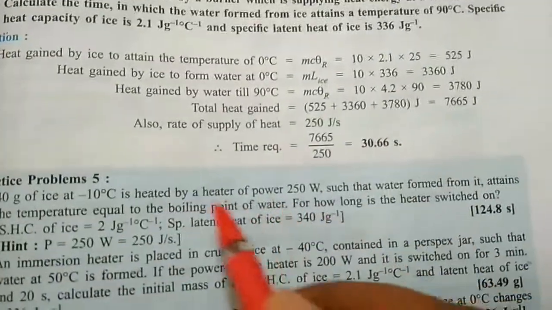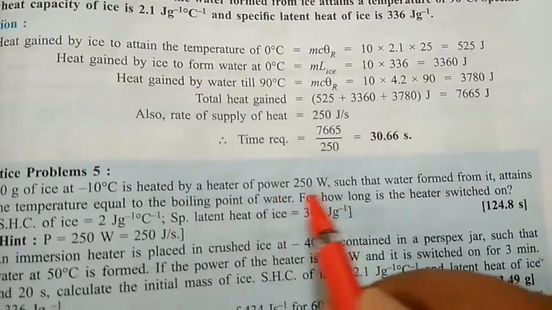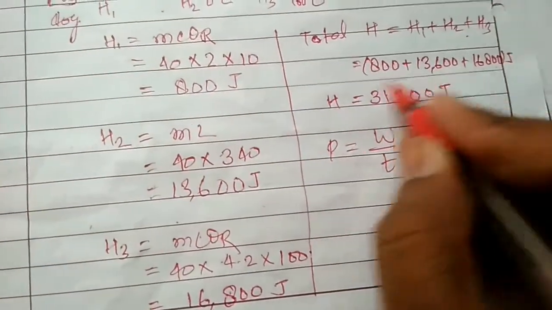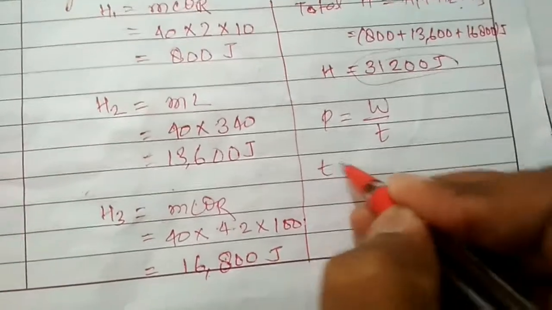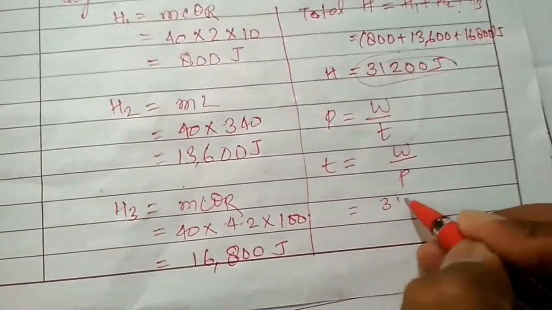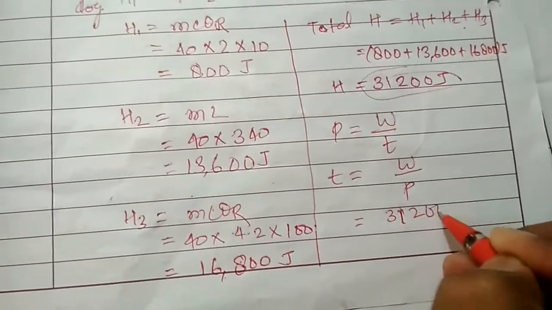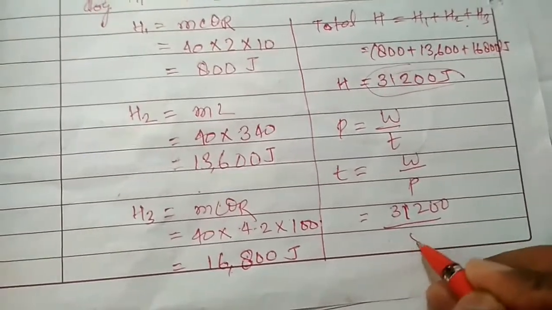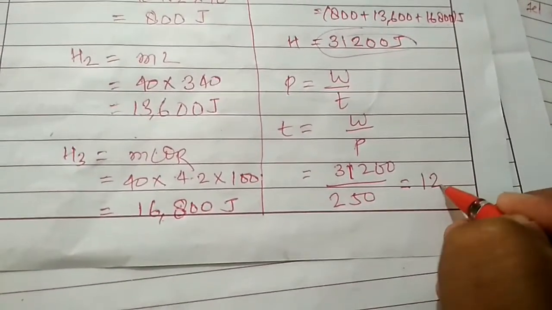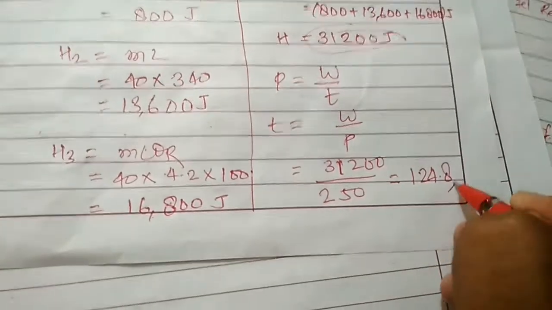Who is supplying this heat energy? See here, it is heated by a heater of power. So power is given, and we know that power is equal to work upon time. Work is this energy. So time is equal to work upon power. How much is the work? 31,200, and the power is 250 watt. On solving this, it will give you 124.8 seconds. This is the time, and this is the solution of this question.